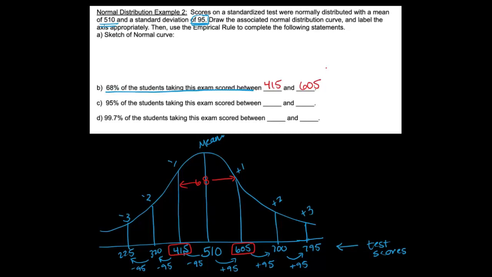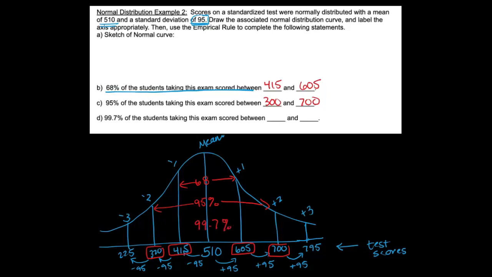The next question asked about 95% of students. The empirical rule says 95% of data fall within two standard deviations of the mean. So I'm going to look at the values that are associated with 95%, and that would be the 320 and the 700. So if a student scores between 320 and 700, they're within two standard deviations away. The further out they get on either end, the more extreme it is, but they're still, I would say, within that typical range.